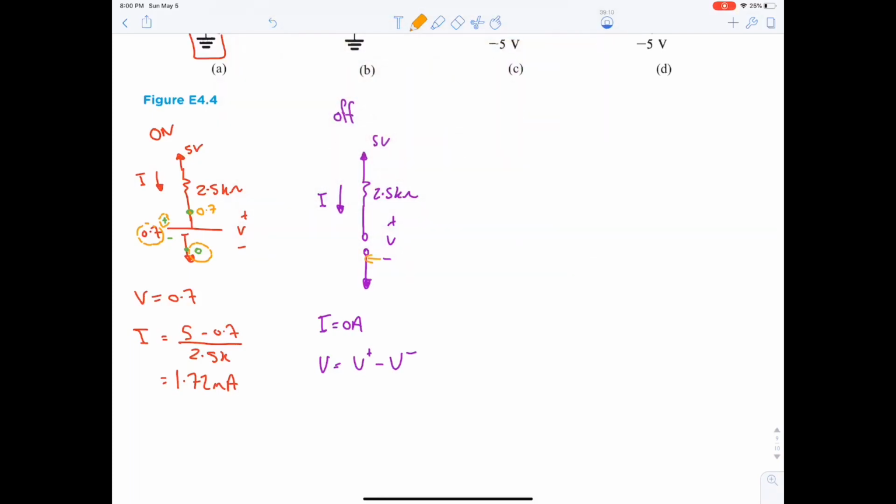This is V minus, which is 0. This is V plus, which is equal to the following. Now we do not have current, so the resistance is useless because we do not have a current. So this voltage, which is 5, is equivalent to this point, which is also 5. So it will be 5 minus 0, which is equal to 5 volt. Okay.